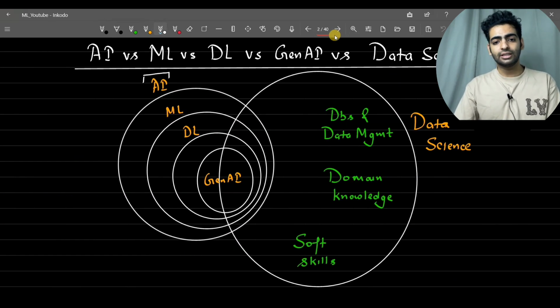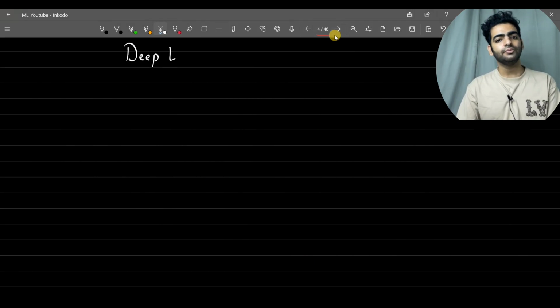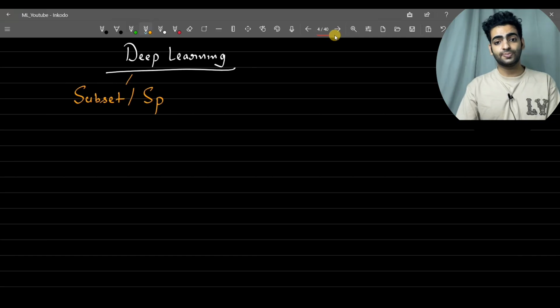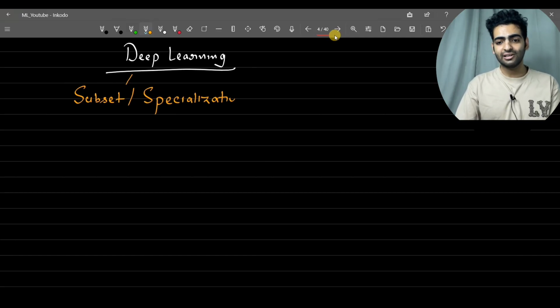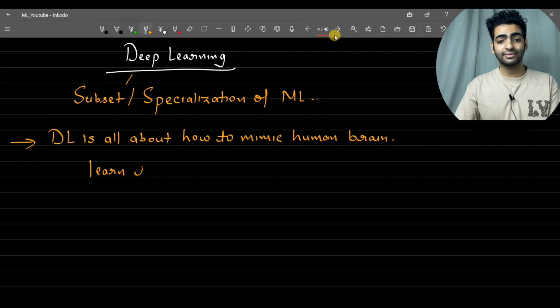Now, coming to deep learning, it is actually a subset of machine learning. Let's understand what deep learning actually is. Deep learning is a specialization of machine learning. In a nutshell, deep learning is all about how to mimic the human brain, just like how we learn or remember things in our brain. Can you also do that?